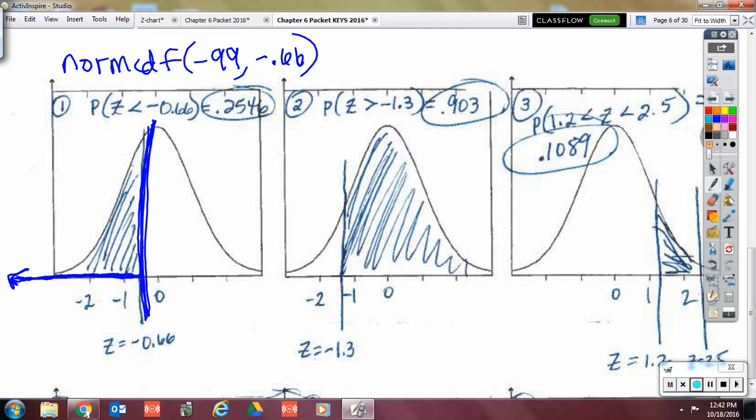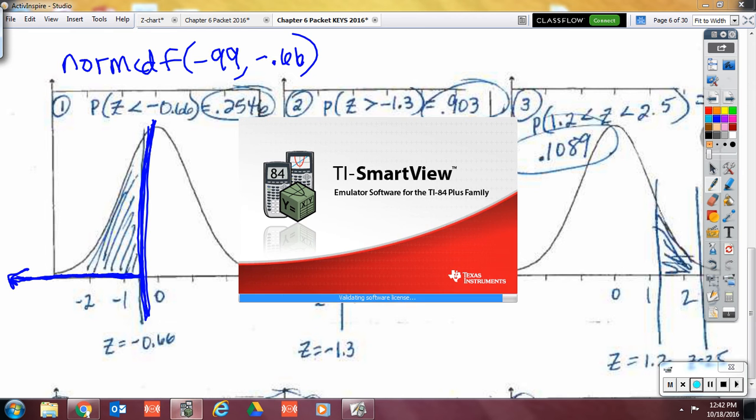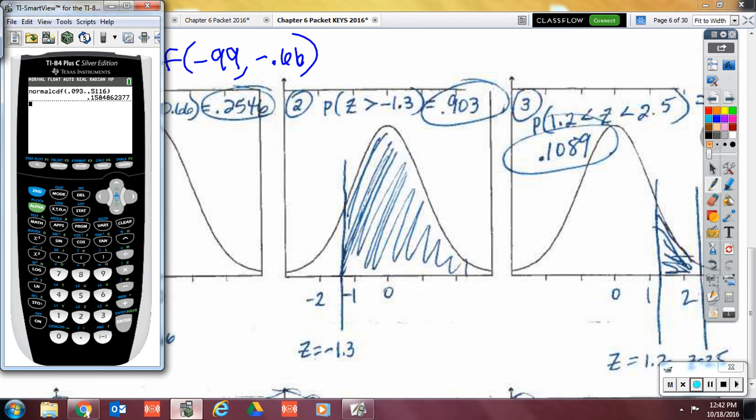And let me show you that in your calculator. Some people also have a menu feature, and so I'll address that as well. Where you will find this function is second vars. So go to second vars on your calculator. Number 2 is norm CDF. Number 1 is norm PDF, which we never use. Okay? So number 2, norm CDF.